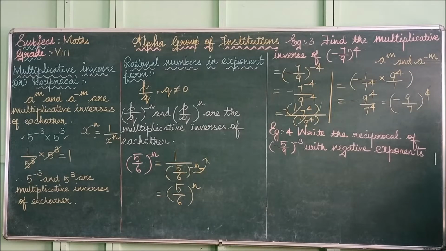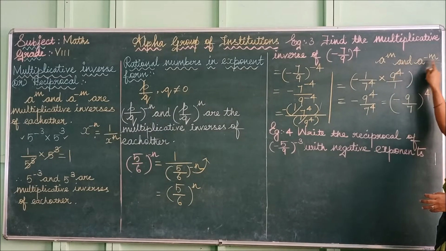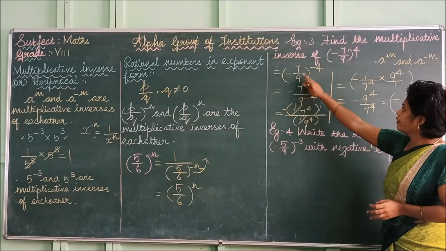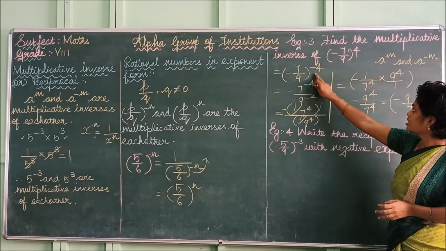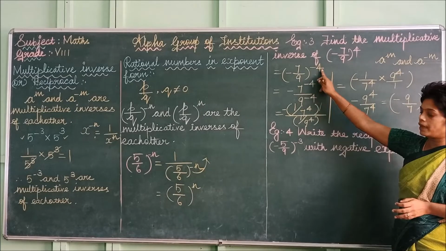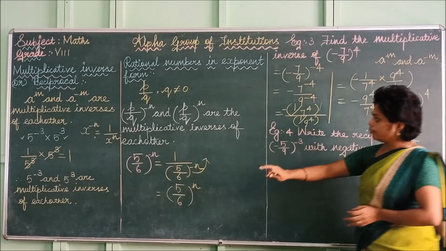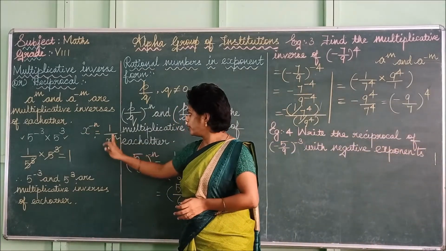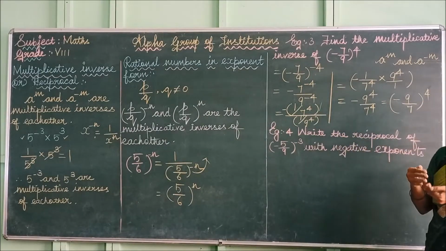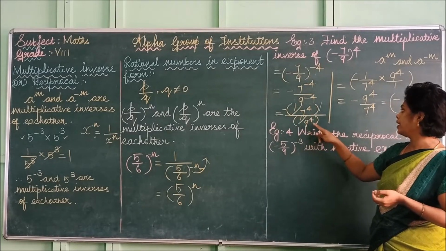Find the multiplicative inverse of (-7/9)^4. Use this rule: a^m and a^(-m) are the multiplicative inverse of each other. So this (-7/9)^(+4) will be changed as power minus 4. Then separate and write the powers: (-7)^(-4) and 9^(-4). So this negative exponent can be rewritten using x^(-n) equal to 1 by x^n. So 7^(-4) comes positive when it is in division, so you can rewrite it as 1 divided by 7^4, 1 divided by 9^4.